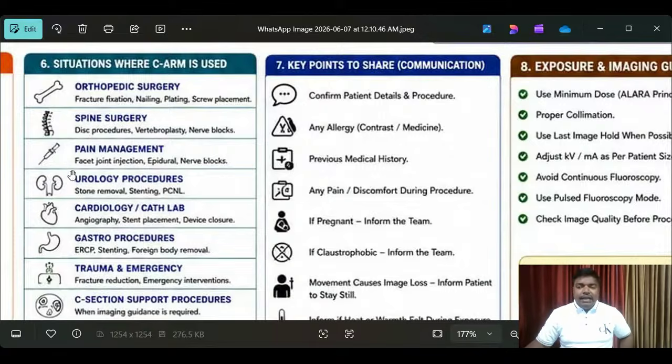Okay. See here, pain management, facet joint injection, and epidural nerve blocks. As biomedical engineers we find out the parts of a component. Doctors also work like engineers. They find out the parts of our body, and they find out the issues of our body by using technically updated medical equipment. Understand? This is the complete relationship between the two.